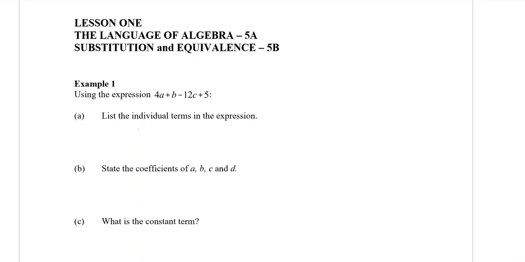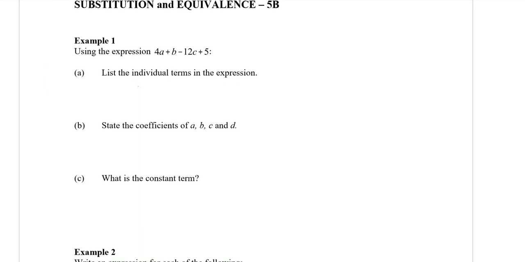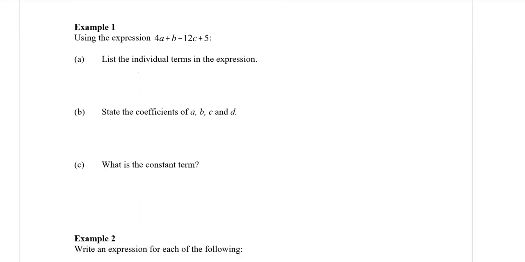So going straight into the examples, in number 1 we want to use the expression 4a plus b minus 12c plus 5, and we want to find a few things about that expression. The first thing we want to do is list the individual terms. The terms are the parts that are separated by the plus or minus signs.